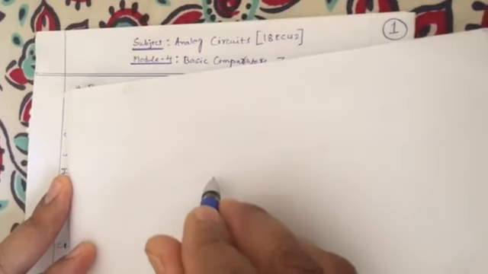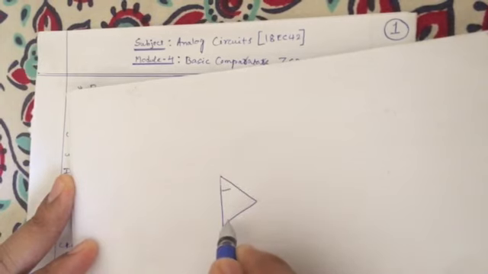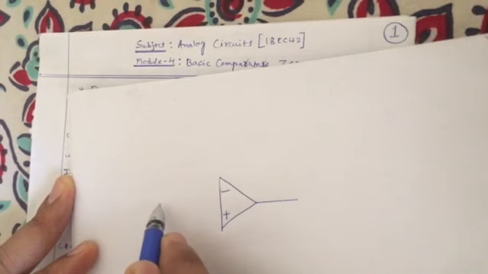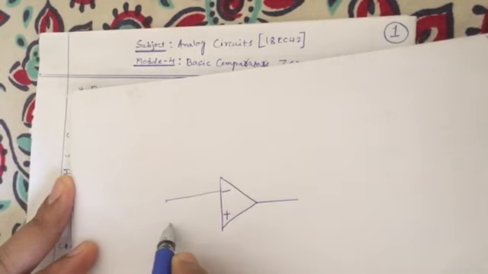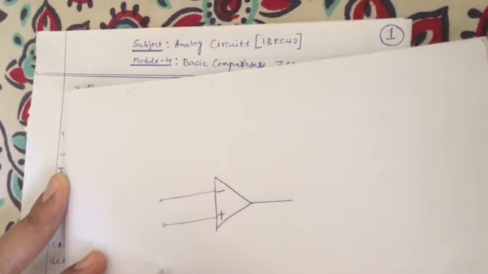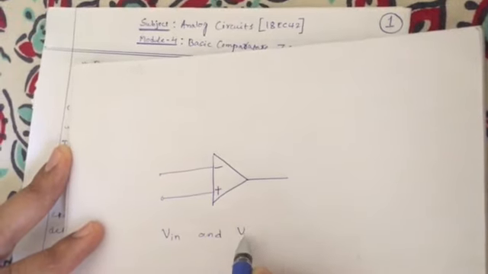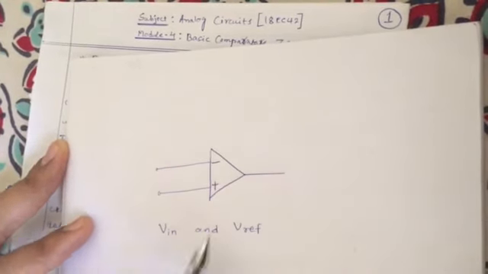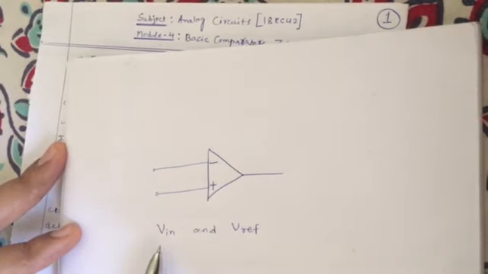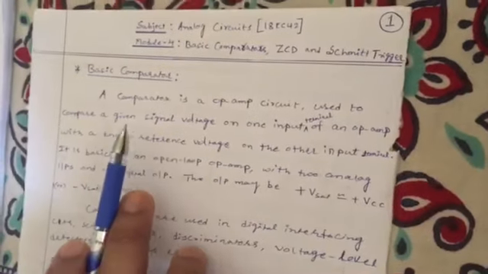So we know that an op-amp has two input terminals. Minus means the inverting terminal and plus means the non-inverting terminal. We are going to apply two inputs, called Vin and Vreference, to these two input terminals of the op-amp to compare the input voltage Vin with respect to Vreference. Therefore, I repeat the definition of the comparator once again.